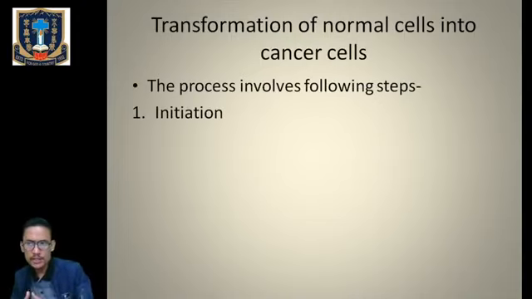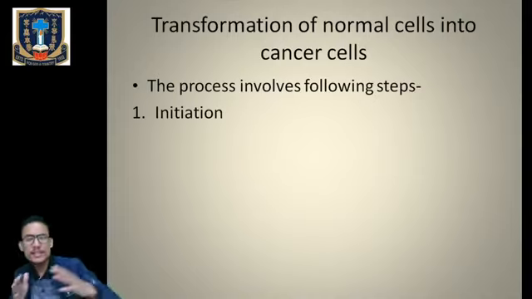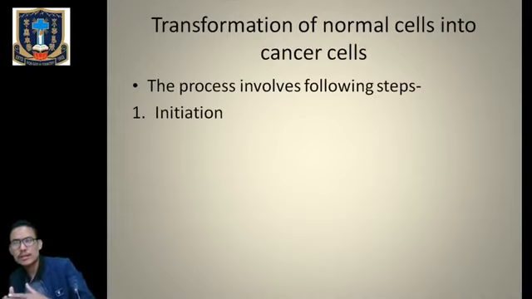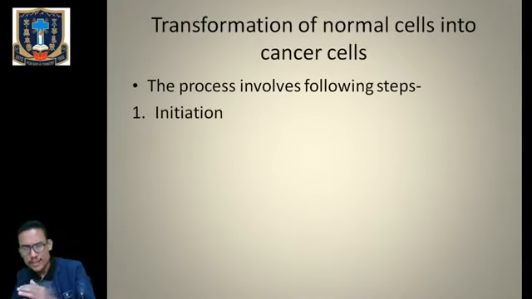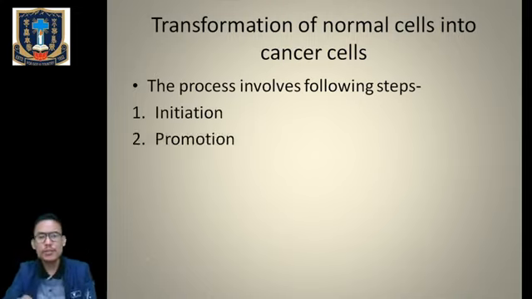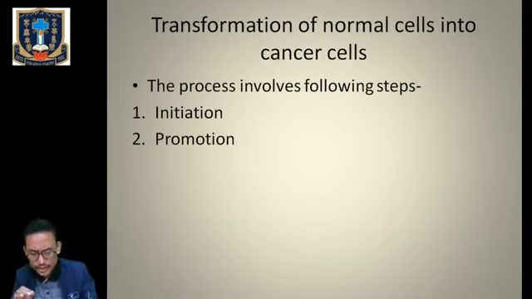Initiation means the beginning of transformation of a normal cell into a cancerous cell, and it takes place by means of any agent, physical agent, chemical agent or any type of biological agent. Those agents which induce a normal cell to become a cancerous cell are called carcinogens. So this is the first step called initiation. Then the second one is called promotion, due to the conversion of proto-oncogenes into oncogenes.